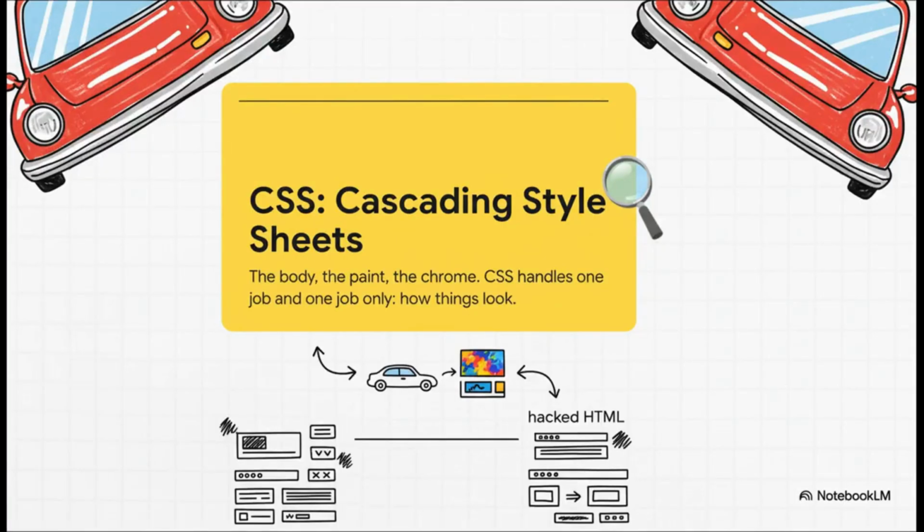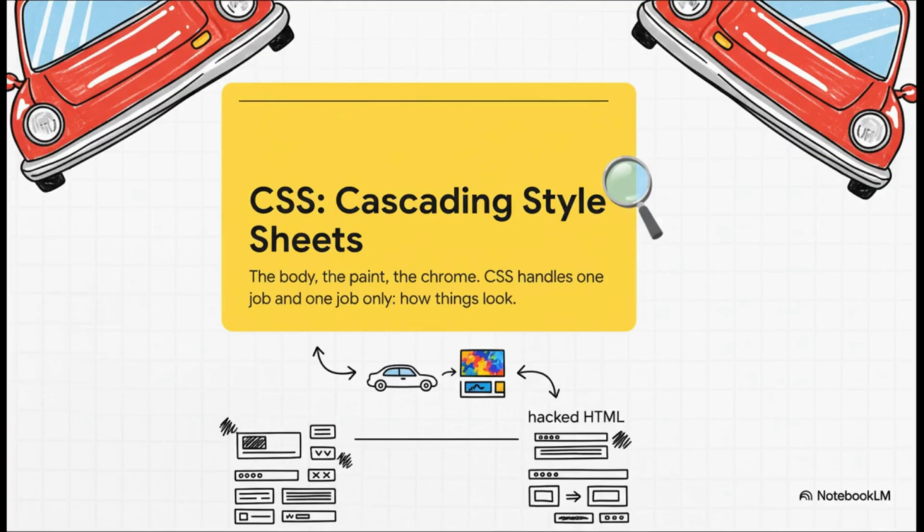So CSS stands for Cascading Style Sheets, and it is the language for all things aesthetic. Think of it as the body panels, the candy apple red paint job, the shiny chrome trim on our car. It was actually created because people got really tired of every website looking the same, and they started doing these weird hacks with HTML to add style.